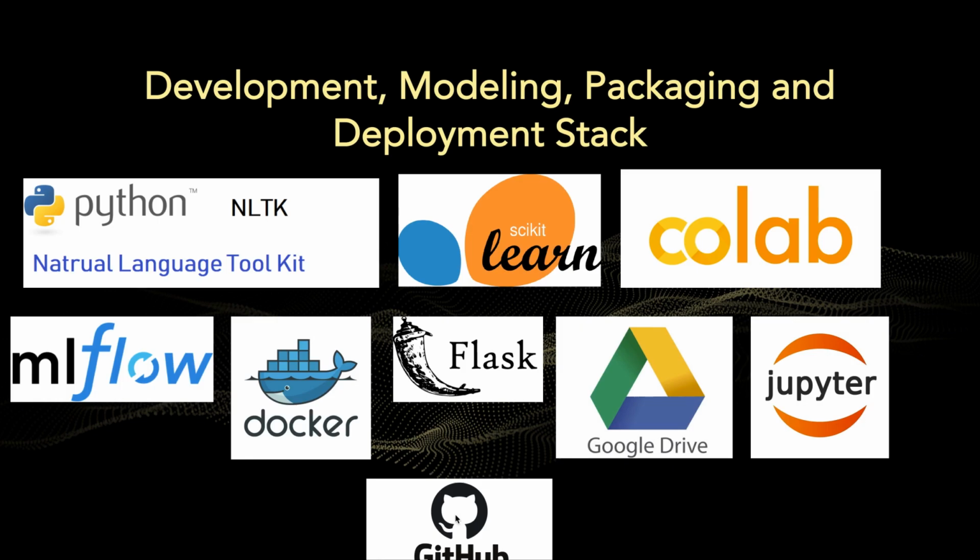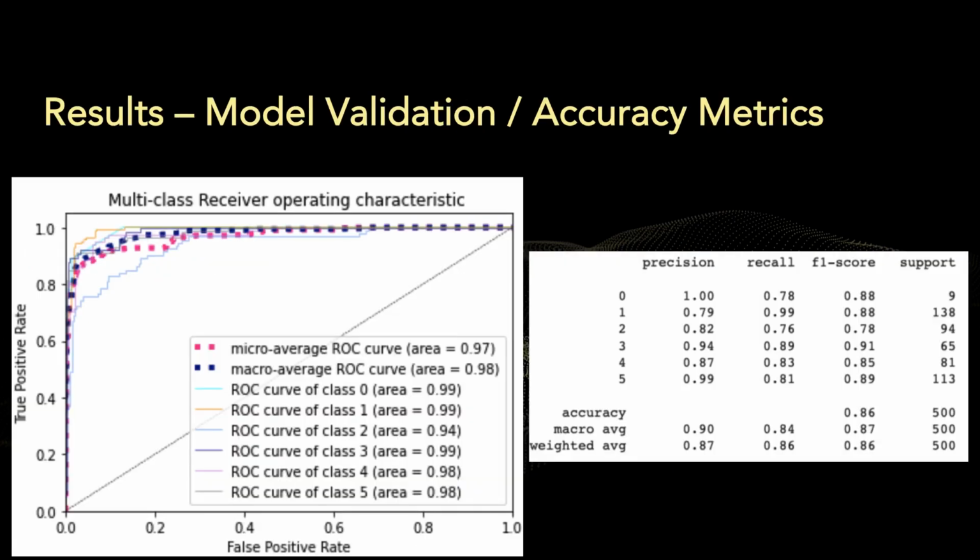GitHub we used as our basically code repository. A couple of things of note in terms of the results. The accuracy metrics for the model that we developed were quite high. This is a small data set, so I would not read too much into it, but for the data set that we had, the testing metrics look pretty good.